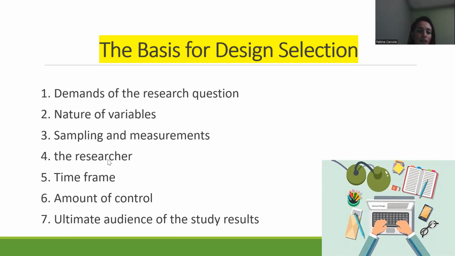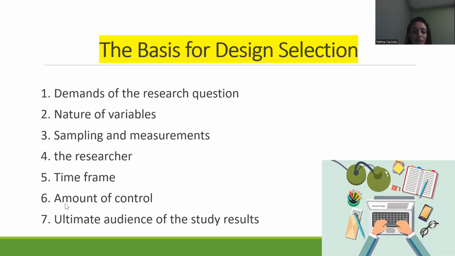We also have here the time frame. The time frame is another important consideration in research design. The length of time available to the researcher from planning to implementation to write-up is a critical concern when finalizing design decisions. So you have to take note of your time frame.